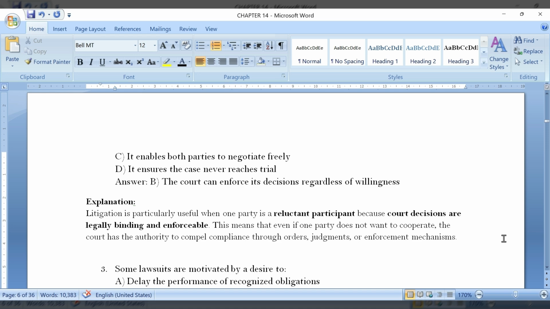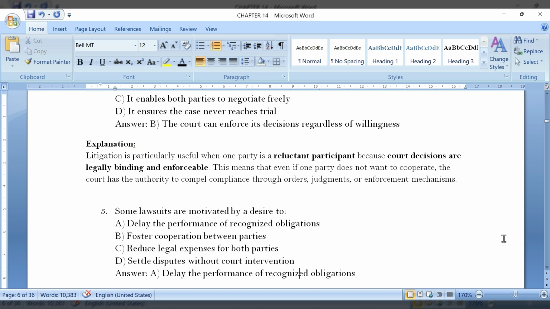Explanation. Litigation is particularly useful when one party is a reluctant participant because court decisions are legally binding and enforceable. This means that even if one party does not want to cooperate, the court has the authority to compel compliance through orders, judgments, or enforcement mechanisms.